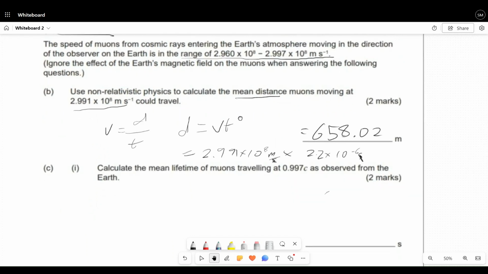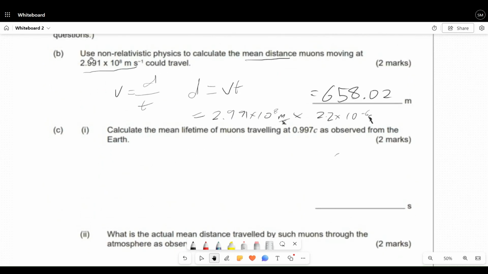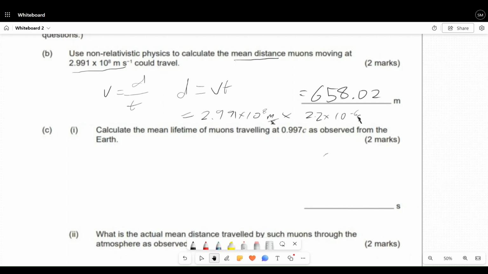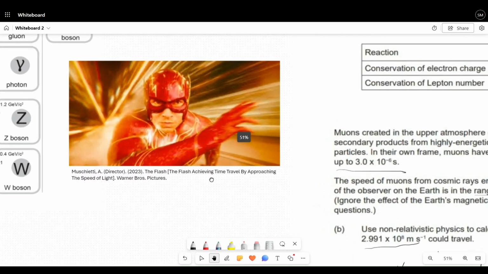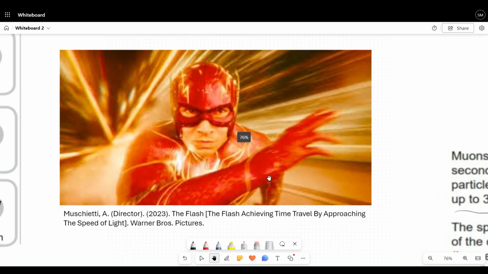Okay, so the next question doesn't ever state explicitly to use non-relativistic physics, which is our first clue that it is relativistic physics. And the second clue is the speed here, expressed as a fraction of c, the speed of light. When you approach the speed of light, a lot of strange things start happening. You probably know this already, but just to demonstrate, I put a photo of the Flash here. This is the muon when it starts approaching the speed of light.